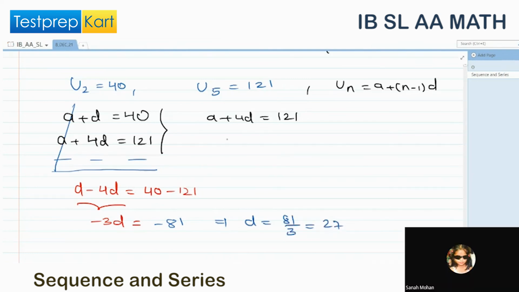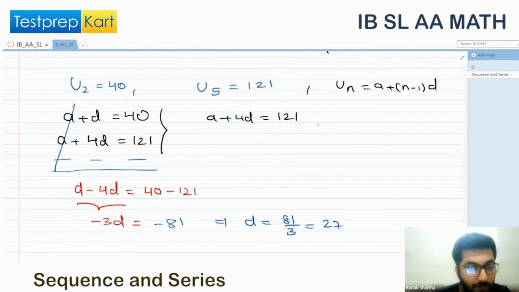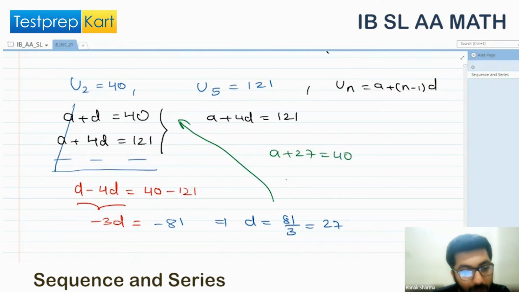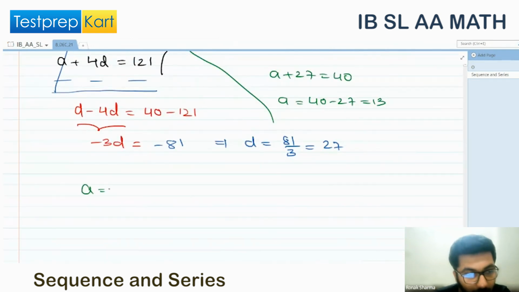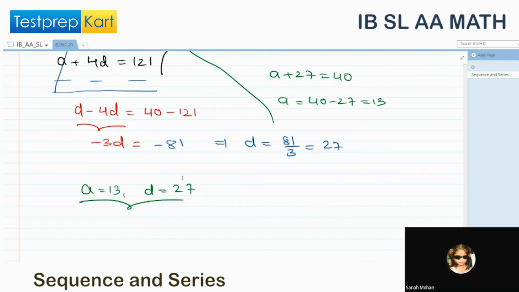Where were you getting stuck? Please tell me. I was just finishing up. Okay. D is 27. Now let us put it in the first equation. So A plus 27 is 40. That means A is 40 minus 27, that is 13. So we have got the first term, that is A equals 13, and we have got the common difference, that is 27.